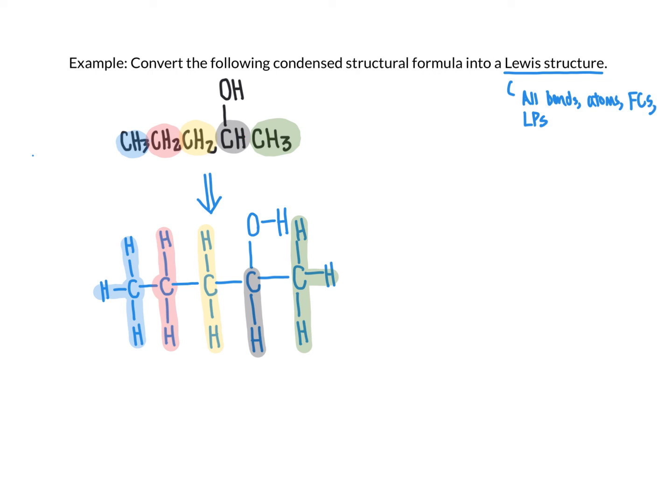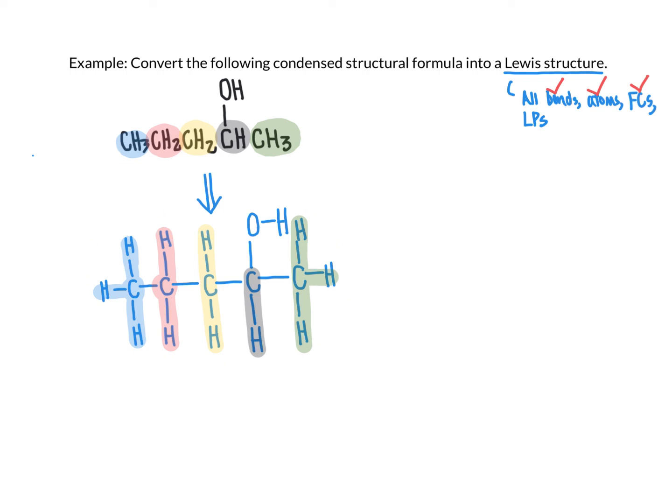Now this is our Lewis structure in terms of showing definitely all the bonds are taken care of, all the atoms are taken care of, all of the formal charges are taken care of, because if there's no formal charges listed in the condensed structural formula, that means there can be no formal charges down here either. Formal charges have to be shown in all types of structural drawings. There's no way around that. And then lone pair electrons are what we haven't filled in here. And there are 2 ways that we could do that.